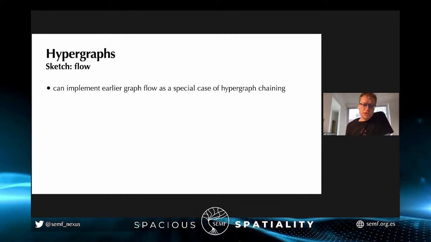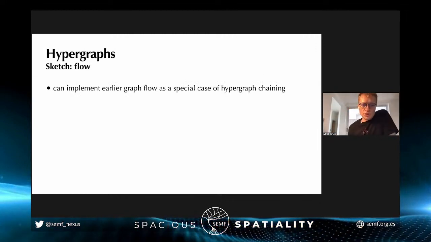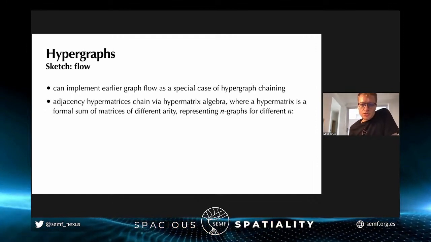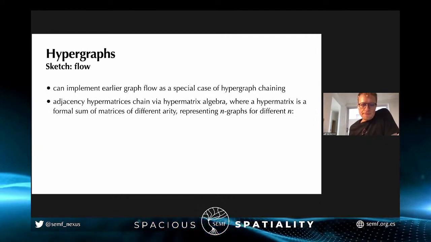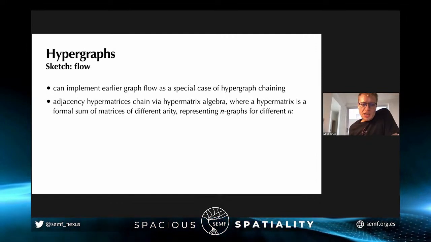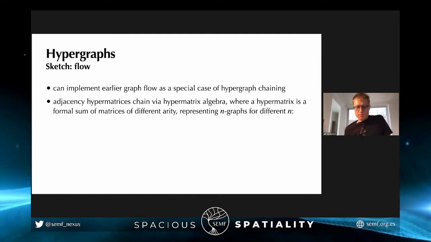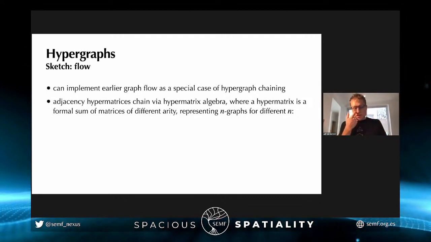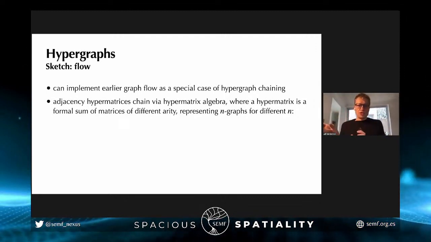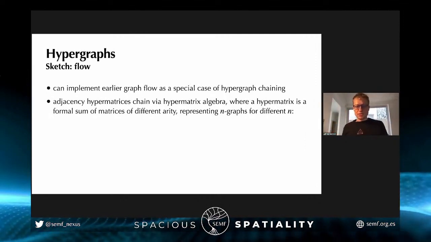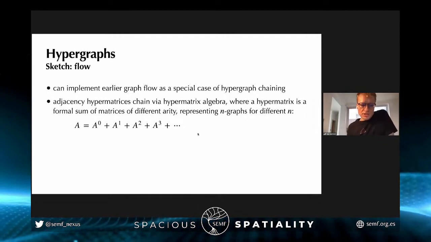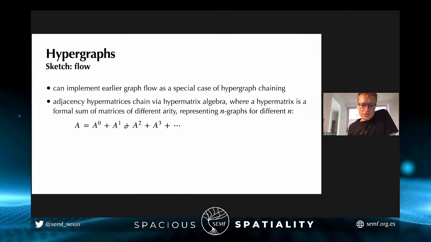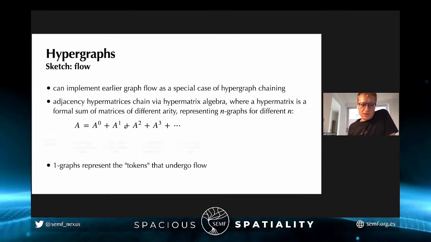Another place where you can employ hypergraphs is to generalize that whole story of flow that I talked about earlier with graphs. So we saw that flow is an example of multiplying matrices together. But you can do the same thing with adjacency hypermatrices, where instead of multiplying two matrices together to form another matrix, you can multiply those two matrices together to form a three matrix and then project out the middle axis, which we saw. Now, one way to think about that is that for an arbitrary hypergraph, the adjacency hypermatrix is a kind of formal sum of all of these different objects.